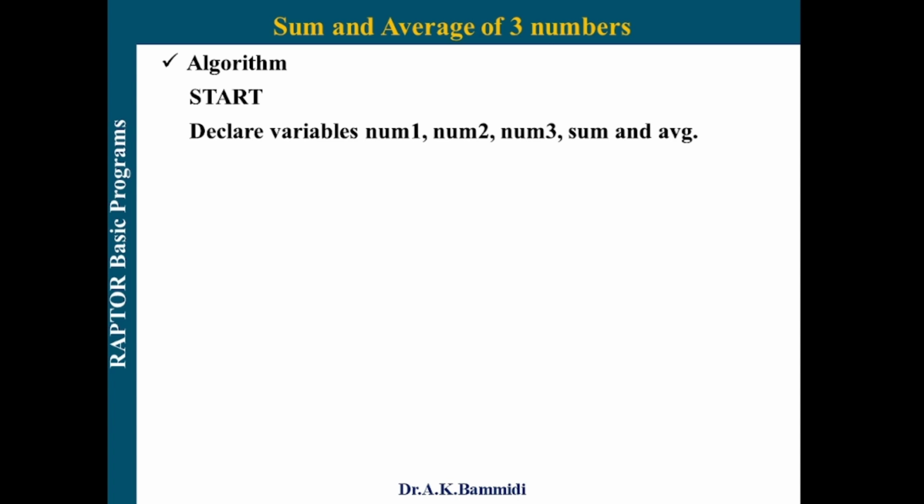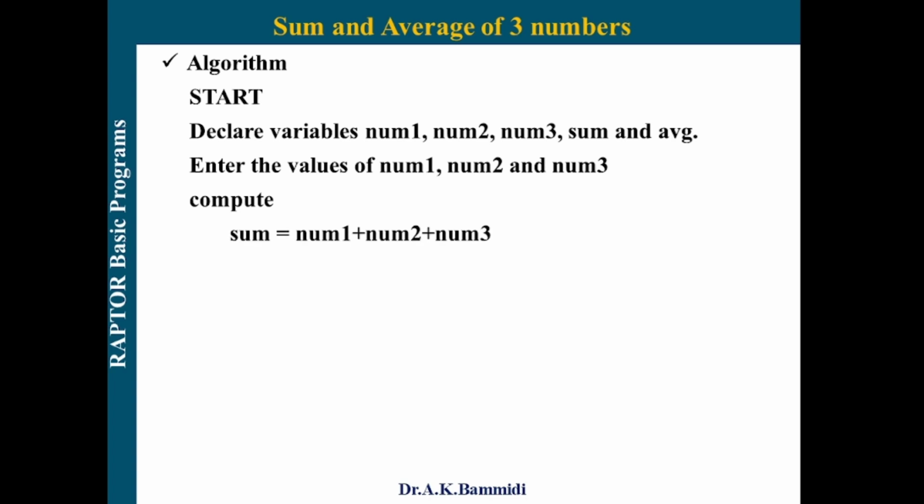Then step 3 is enter the values for num1, num2 and num3. Then we have to compute the sum is equal to num1 plus num2 plus num3, then average is sum by 3. Then we have to display sum and average. With this, the algorithm comes to the end. The same thing we will execute in the Raptor tool.